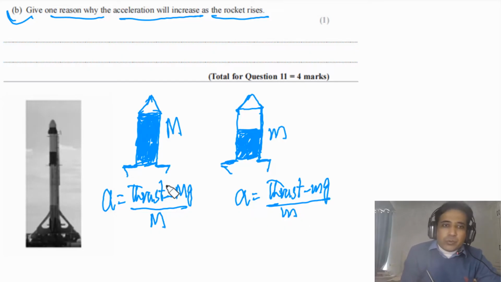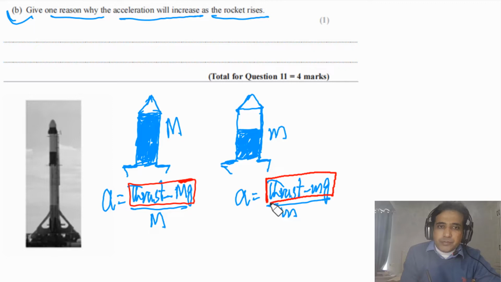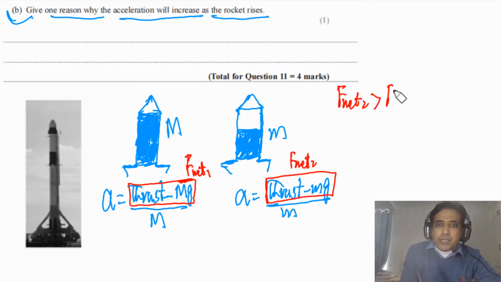Now if you compare these two equations, you will say this force is smaller as compared with this one. So let's say this is F1, this is Fnet 1, and this is Fnet 2. In this case Fnet 2 is greater than Fnet 1, because thrust is constant. And also if we compare the mass, this capital M with this small m, small m is lower than capital M.